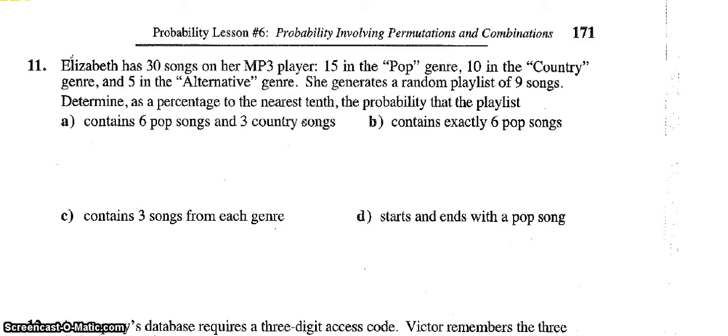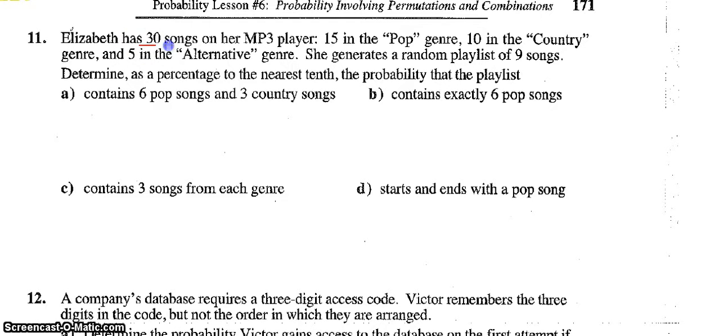Okay, let's try question 11. You have 30 songs. Now this is the hardest one, because if you just choose a collection of songs, it's a C question. But now you need to put them in a playlist to play them. So you need to arrange that collection, the combination that you have. Then you need to multiply that with the P.